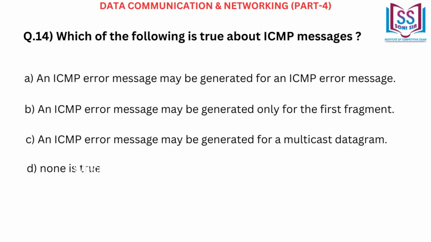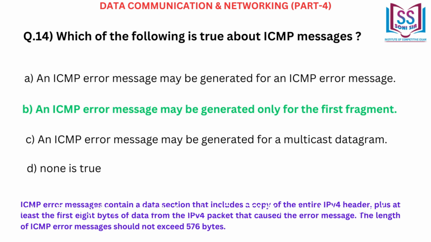Which of the following is true about ICMP messages? A. An ICMP error message may be generated for an ICMP error message. B. An ICMP error message may be generated only for the first fragment. C. An ICMP error message may be generated for a multicast datagram. D. None is true. Correct answer B. An ICMP error message may be generated only for the first fragment.